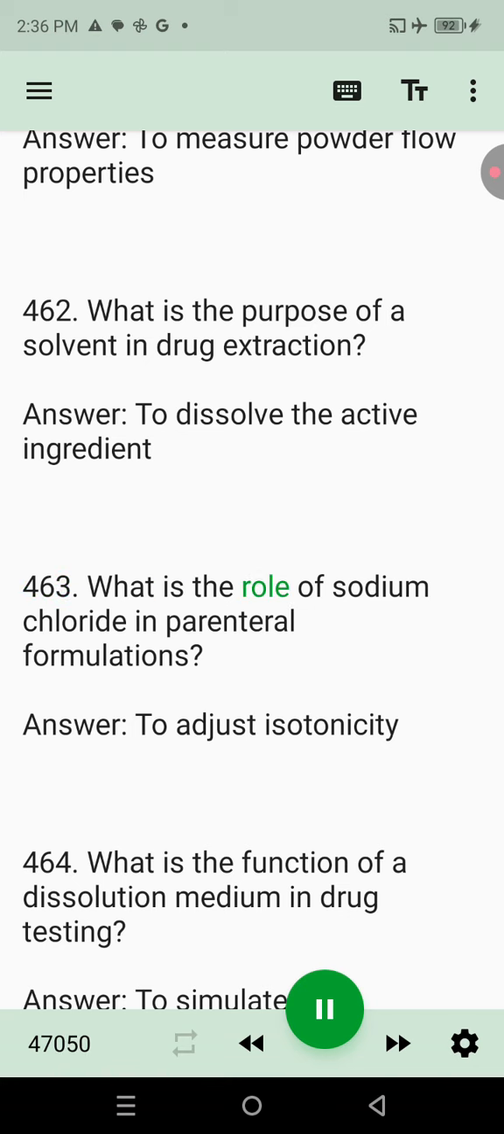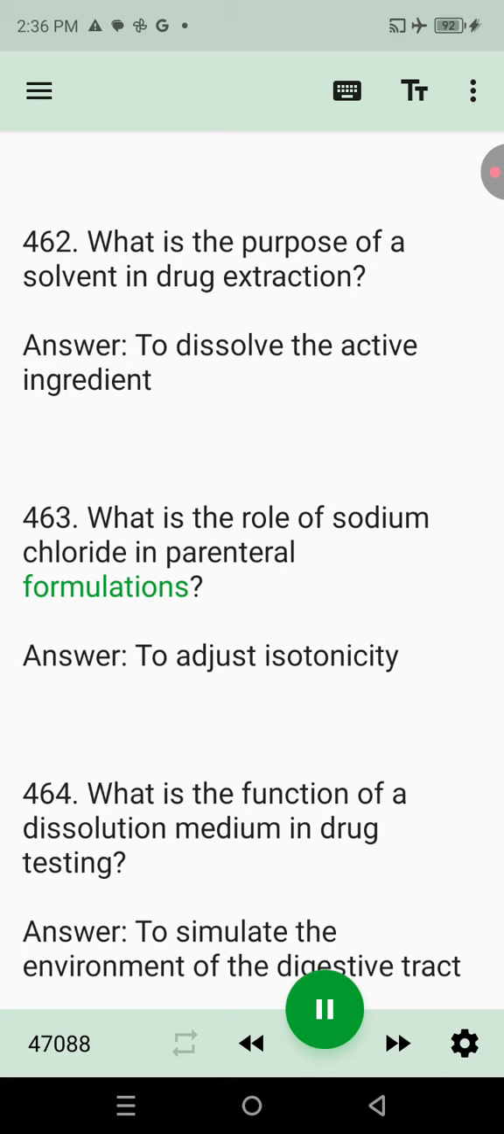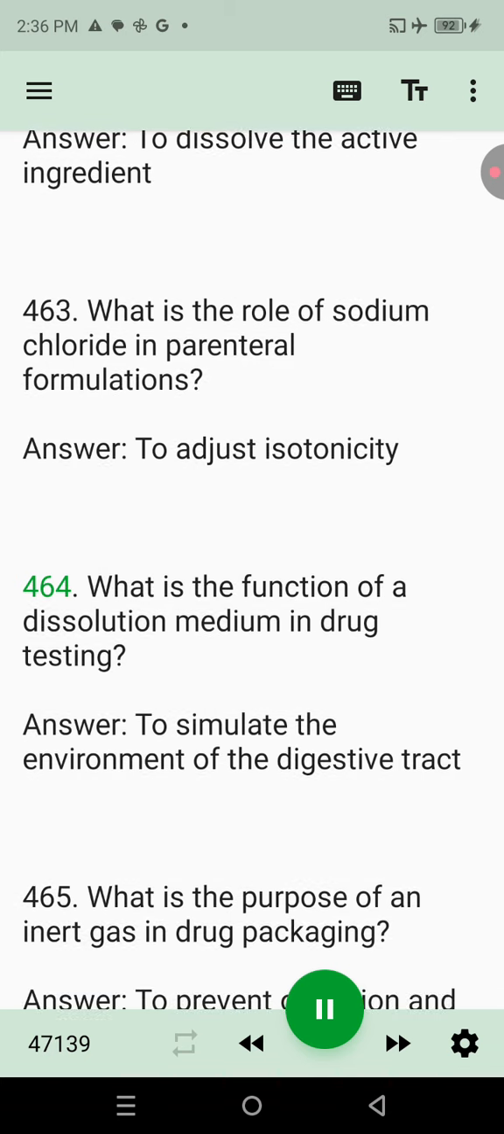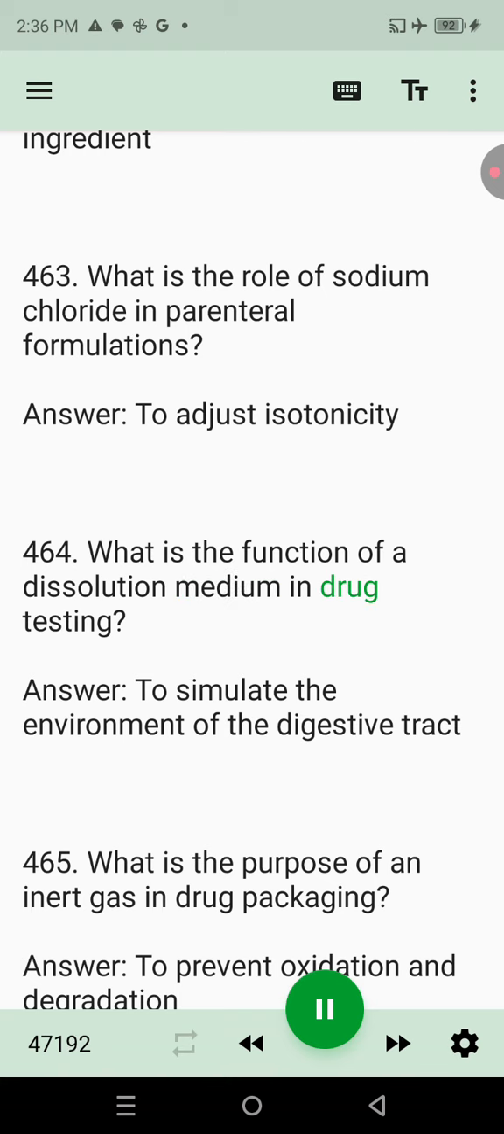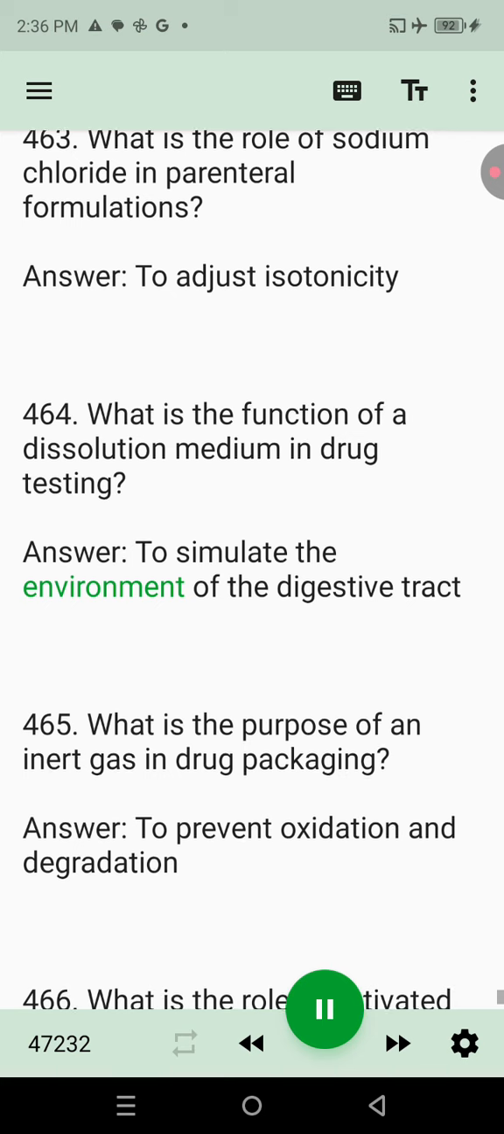463. What is the role of sodium chloride in parenteral formulations? Answer: to adjust isotonicity. 464. What is the function of a dissolution medium in drug testing? Answer: to simulate the environment of the digestive tract.